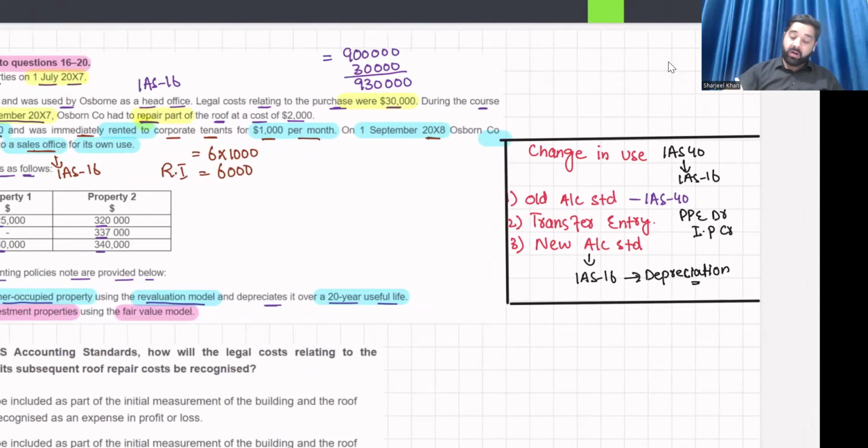So here, when we are applying the old accounting standard, first we have to revalue the property to the fair value. Then we have to do the transfer at the fair value. And then we will start the application of the new accounting standard, IAS 16, property, plant, and equipment.